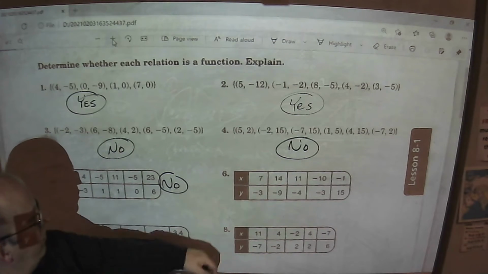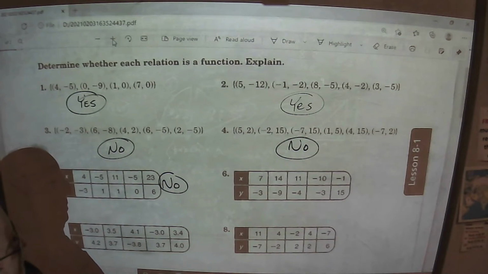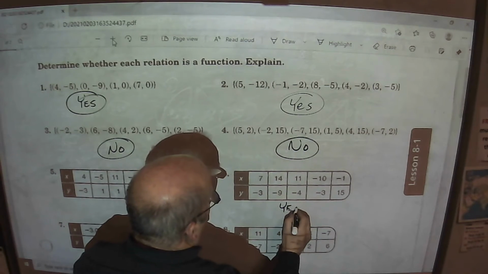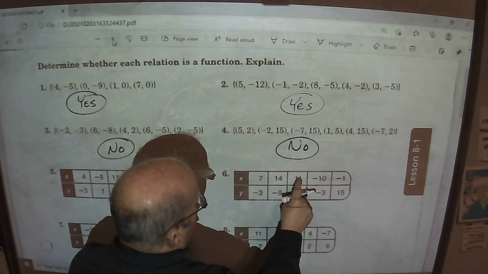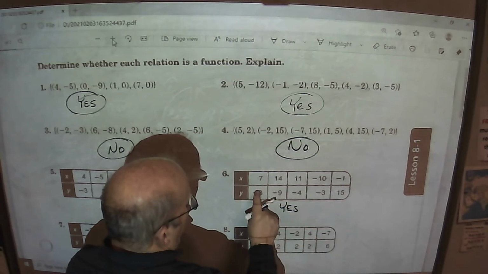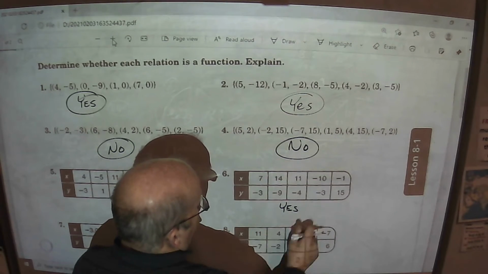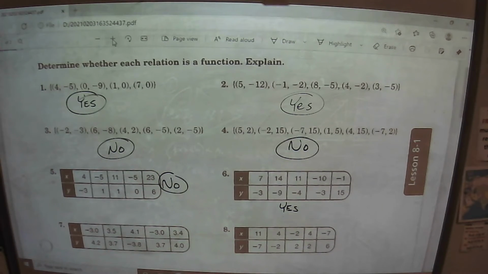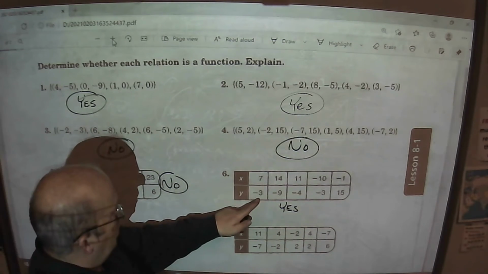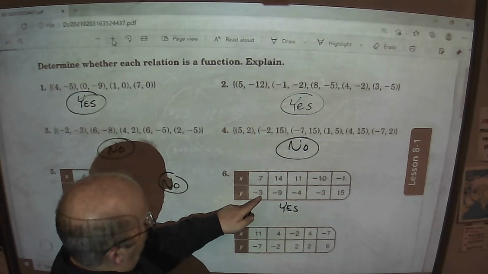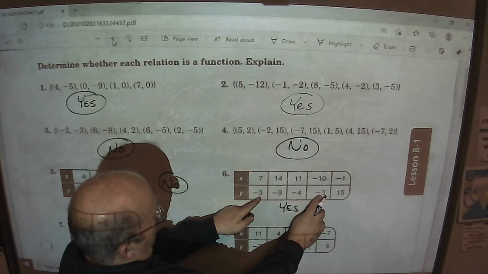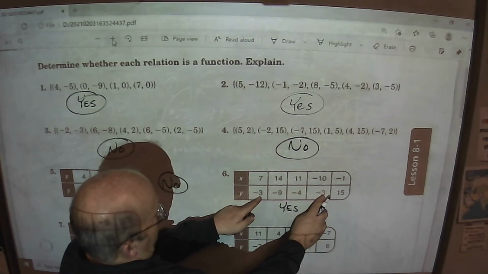How about this one? Is this a function? Yeah, it is. Why is it a function? It's a function because none of the x values are repeating, and therefore all of the x values are paired with exactly one y value. Now, some of you might notice, hey, wait a minute, Mr. Ponko, is it possible to say no since the y values are identical? And the answer to that is no.